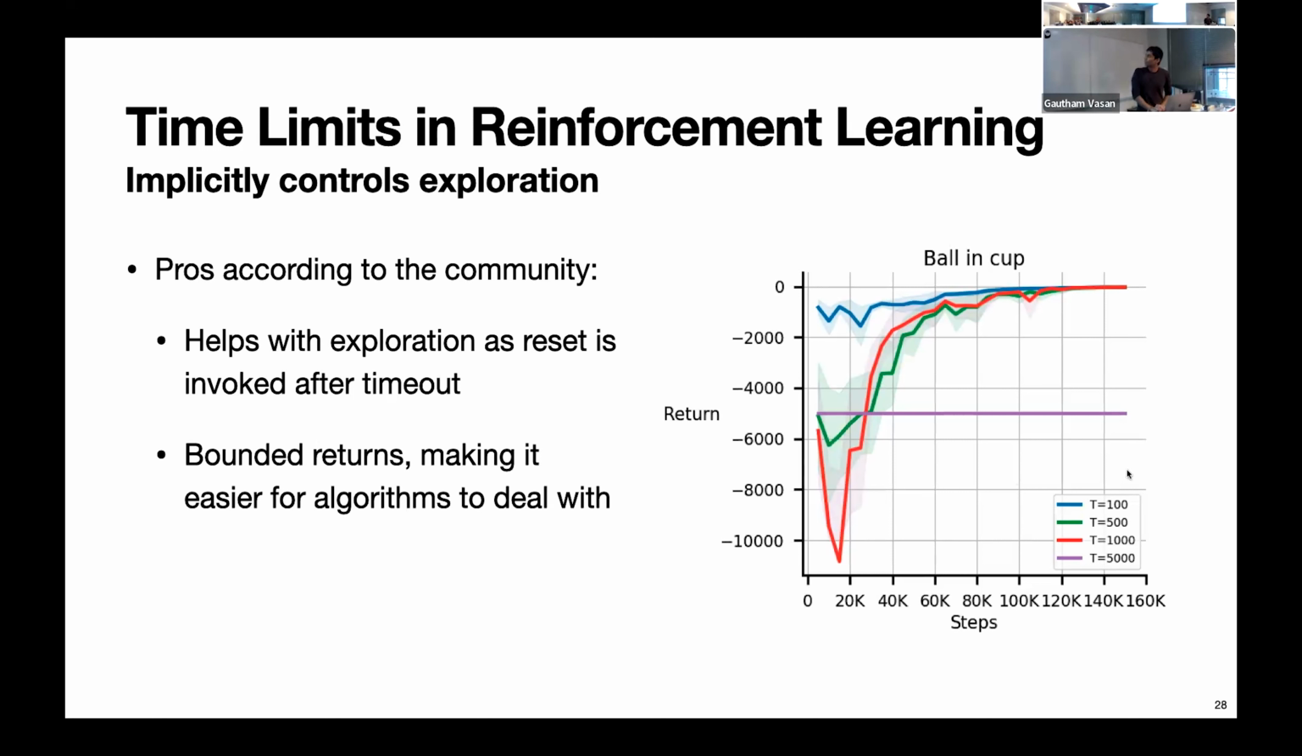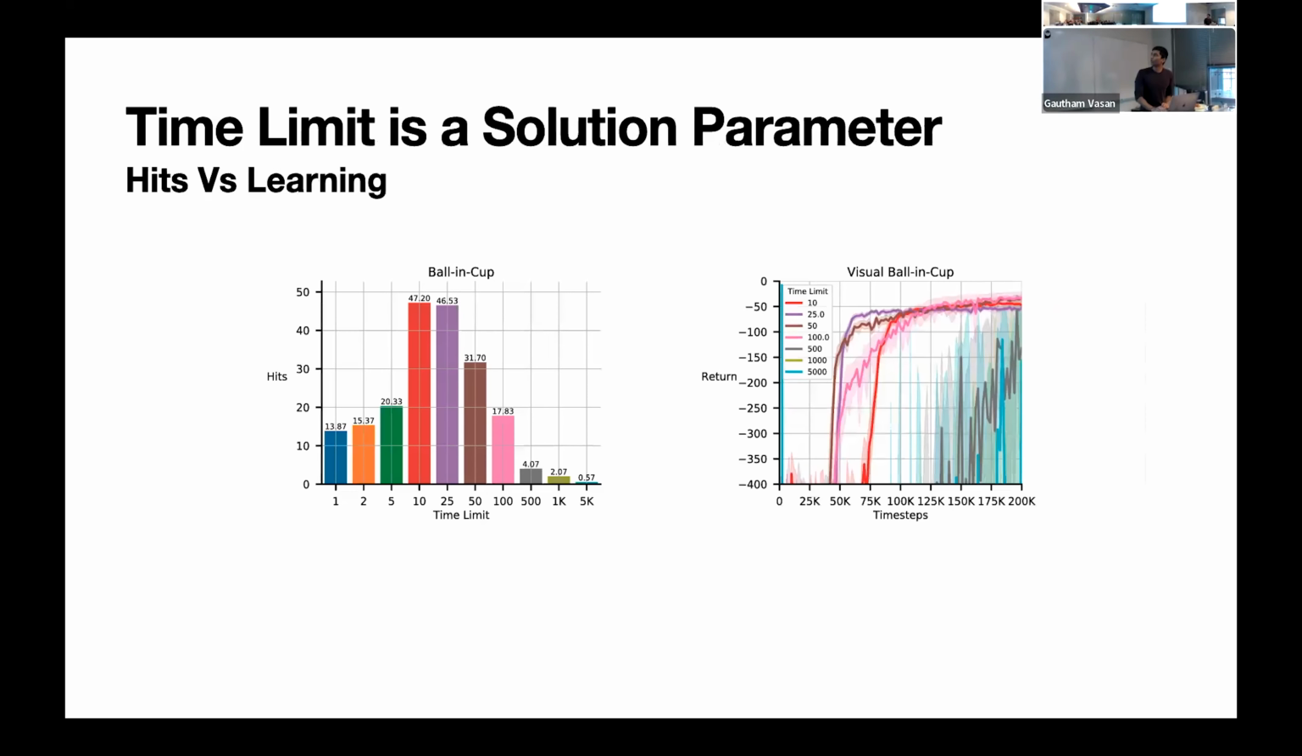So this here is a choice of different time limits. T is 100 here, which is the blue curve. Green is 500 and 1000 for red. And this one is a flat line. You can ignore this, but basically this is to say if the time limit is too big, you don't actually have any learning. But this shows that based on the choice of time limit, your exploration varies, which also impacts your learning. So to quickly quantify this, we made a histogram plot for hits versus time limit.